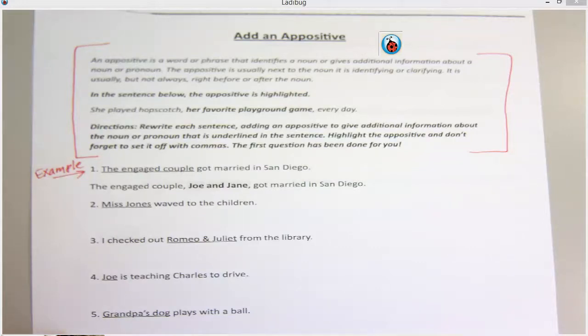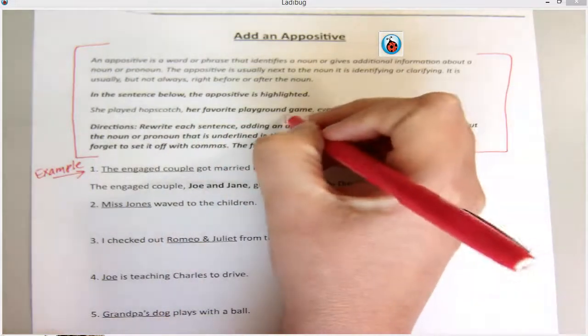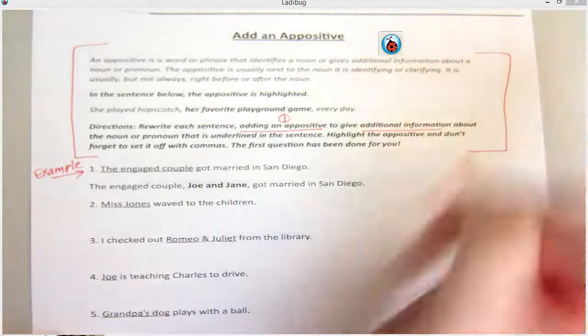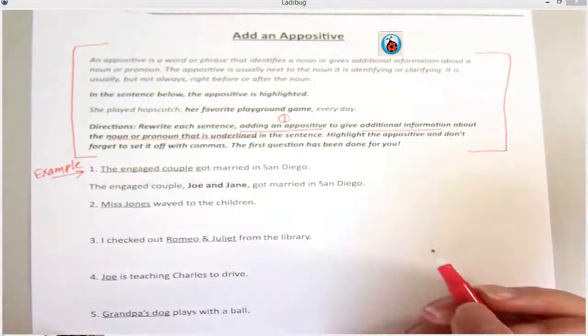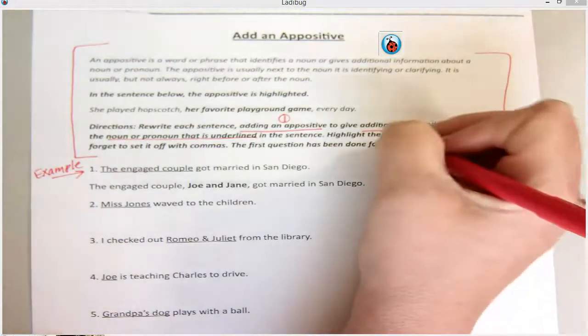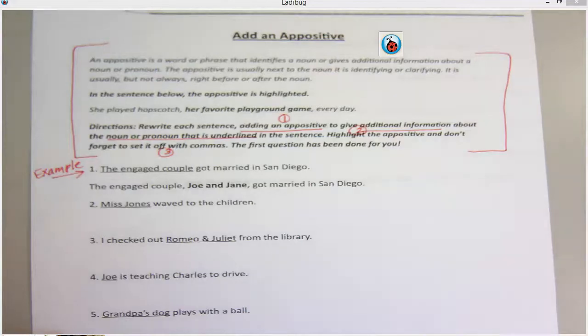So our directions tell us to rewrite each sentence, adding an appositive. That's step one, to give additional information about the noun or pronoun that is underlined. Okay? Then you're going to highlight the appositive, and don't forget to set it off with commas. That's step two. Don't forget to set it off with commas. Step three. So remember, appositives rename or identify the noun or pronoun that happens in front of it.